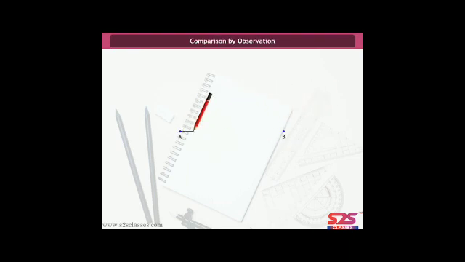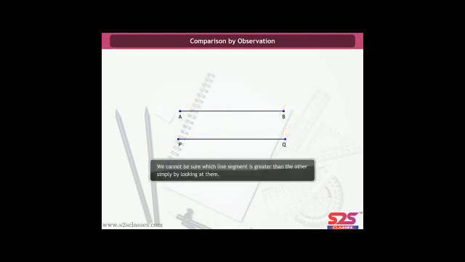Comparison by observation. We can compare line segments simply by looking at them. For example, here the line segment PQ is greater than AB. But sometimes we cannot be sure about our judgment. For example, in the animation, we cannot be sure which line segment is greater than the other simply by looking at them. So we cannot rely on this method for accurate measurement of line segments.